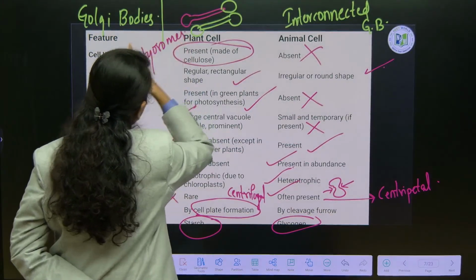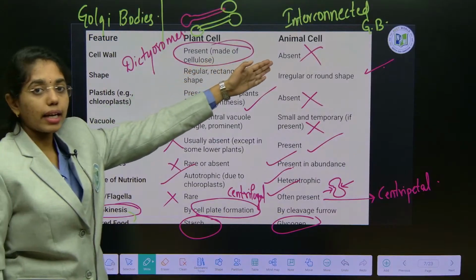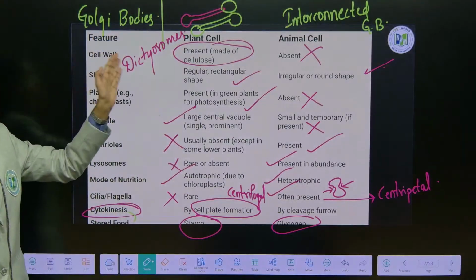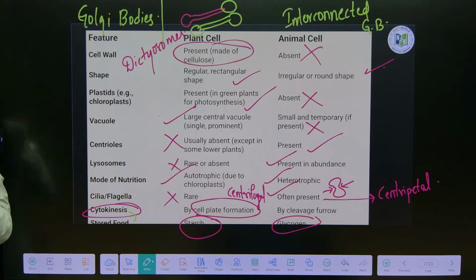Dictyosomes. This is one difference between a plant cell and an animal cell, that is about Golgi bodies. Interconnected Golgi bodies, interconnected cisternae, are present in an animal cell, whereas dictyosomes, which are unconnected Golgi bodies, are present in a plant cell.